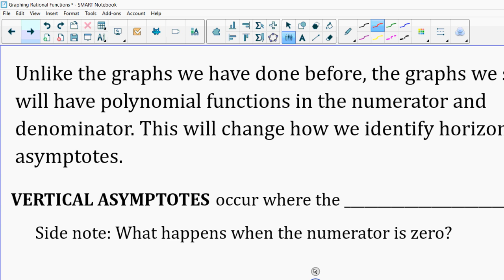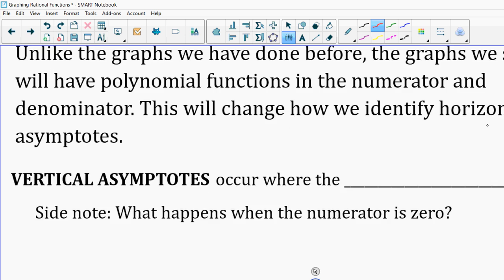Unlike the graphs we've done before, the graphs we see today will have polynomial functions in the numerator and denominator. This will change how we identify horizontal asymptotes. You're going to learn some rules today that right now you're just going to have to memorize. But if you ever take pre-calculus or AP calculus, you'll understand why all this works.